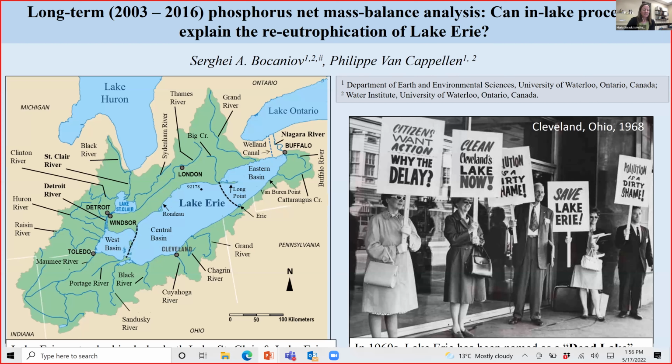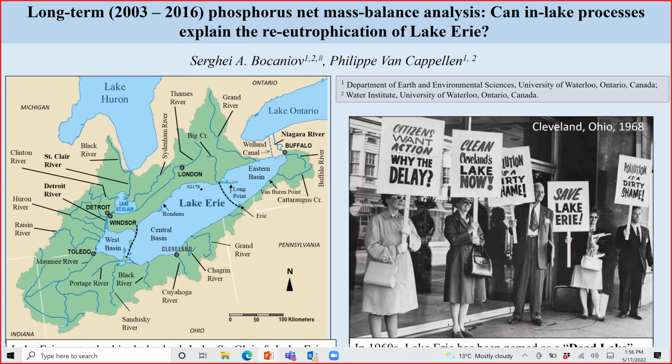Perfect, yes. Excellent. So in my presentation, I would like to show how a long-term net mass budget for total phosphorus can be employed to better understand the major driving forces likely responsible for the observed eutrophication symptoms of Lake Erie. Lake Erie is a large, relatively shallow lake located on the border between Canada and United States, and is a very significant source of drinking water for more than 11 million people residing within its watershed boundaries.